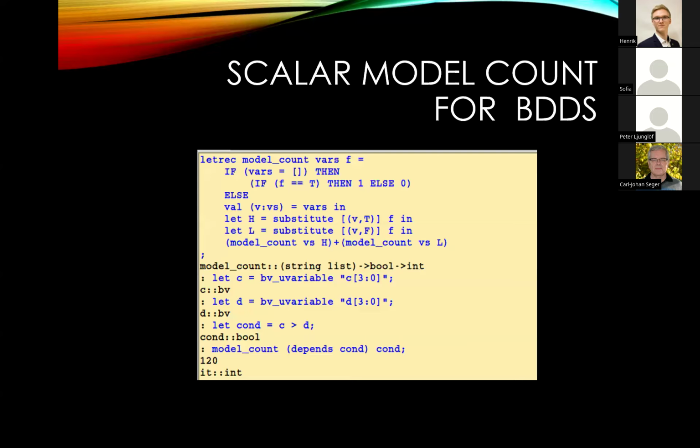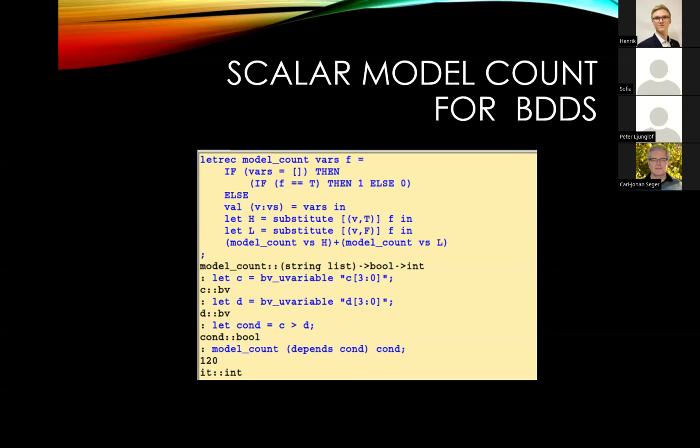Here is a simple version of model count in FL. We take a bunch of variables and a Boolean function f. If we are done with all the variables, then we just need to look at f. Is it true or false? If it's 1, then of course it's true, and we have a model, so add 1 to it. If not, it's 0. Otherwise, we just go down the variables. We substitute, if I think of it as a BDD, the left and the right side of the BDD, and we just add up the model count of the left side and the right side. And that gives us the model count.